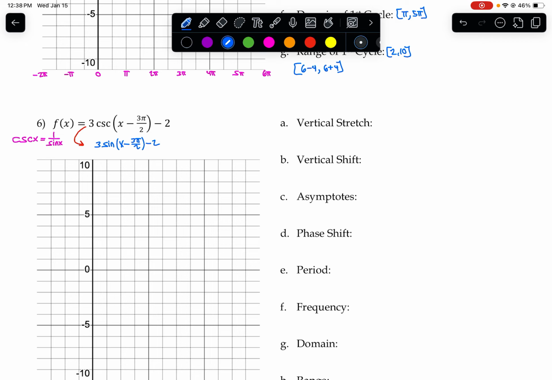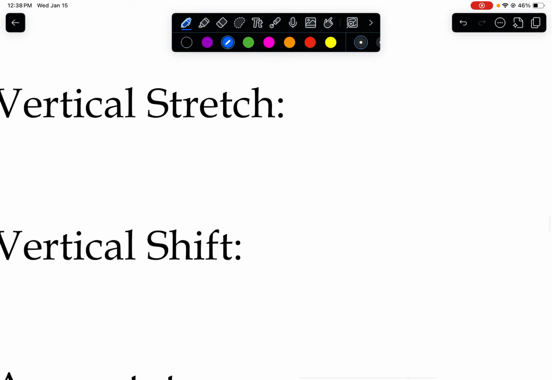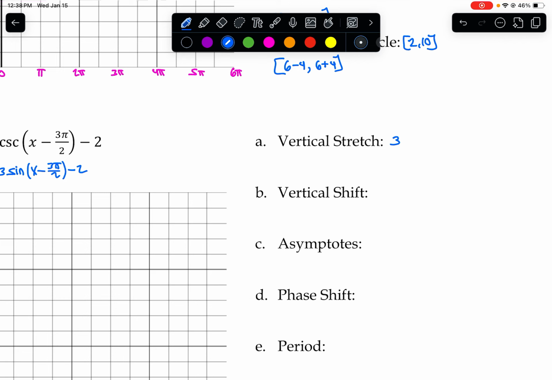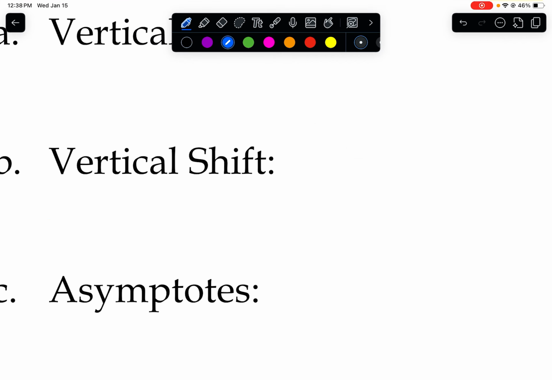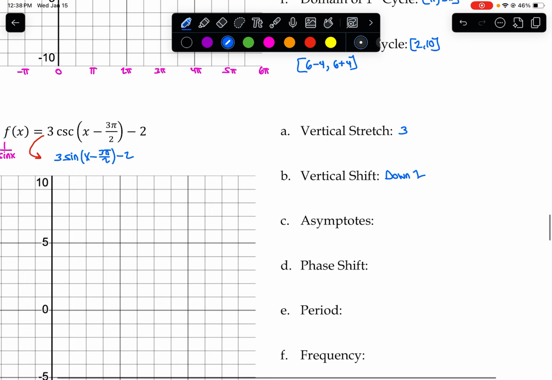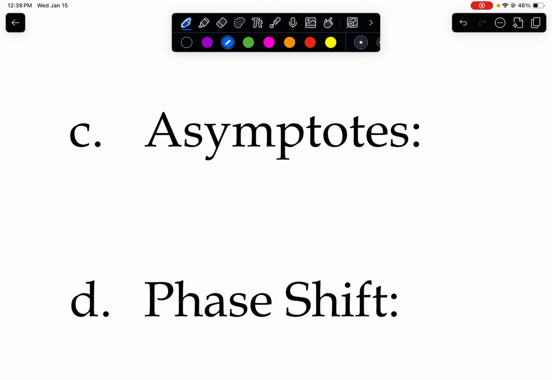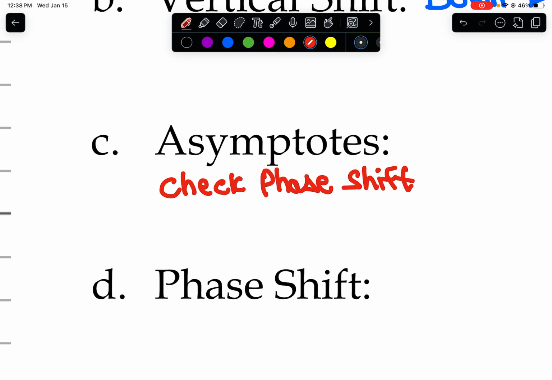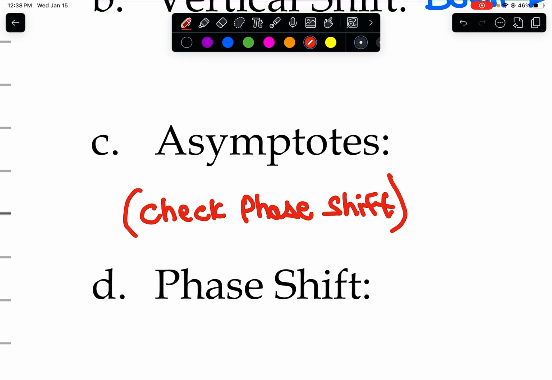All right, so your vertical stretch in this case is going to be your a value, which is going to be 3. That's your quote-unquote amplitude. Your vertical shift, your quote-unquote midline, is going to be down 2. And then your asymptotes. All right, now here's the thing. Your asymptotes are going to change based on the phase shift. So we need to check the phase shift. So that phase shift here is going to change what your asymptotes are.